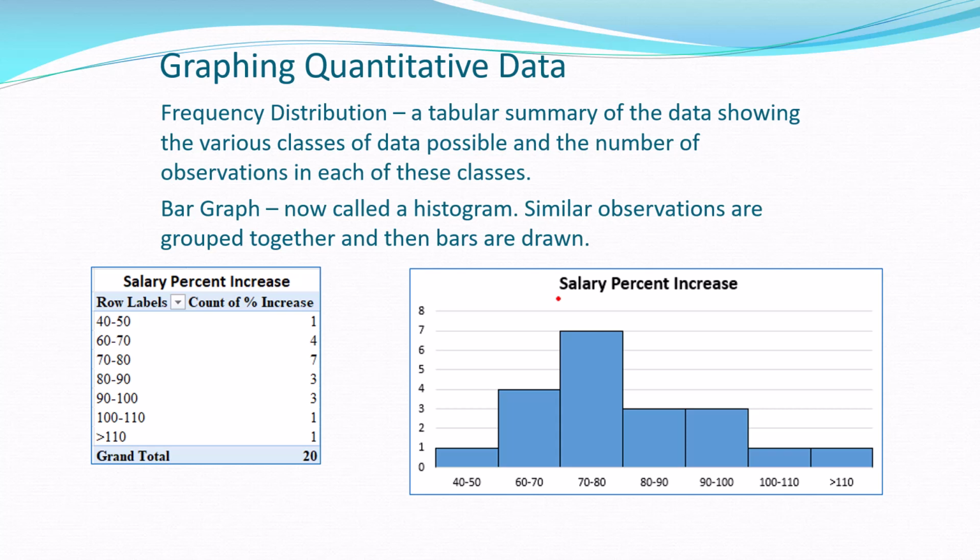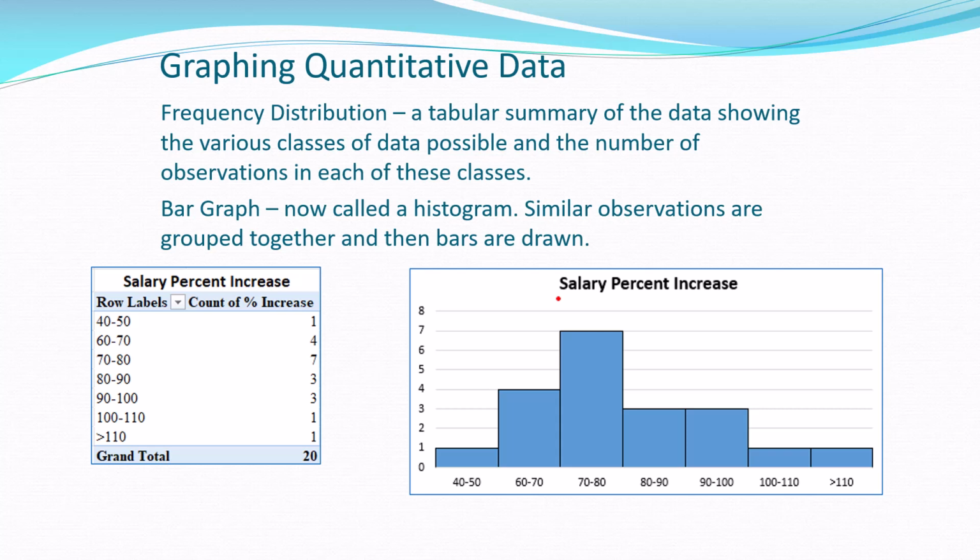from one year to the next. 3 of the observations had between 80 and 90%. 3 had between 90 and 100% increase. 1 actually had between 100 and 110%. And there was 1 that was even greater than 110%. And so you see my 20 observations, and I have 1, 2, 3, 4, 5, 6, 7 different bars or classes, and you can see the bar graph that was created. So I could ask you, how many of the observations had more than a 90% increase?